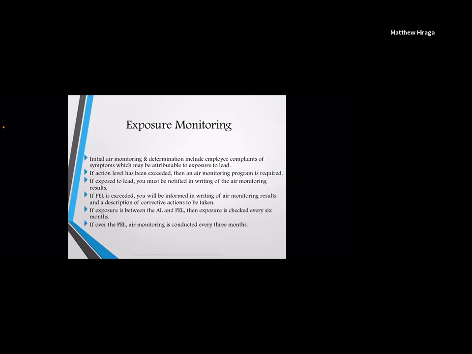If the exposure is between the action level of 30 and the permissible exposure level of 50, then the exposure is checked every 6 months. That means that if we do that activity, we need to go back and reevaluate it every 6 months to see if it's being made better or worse. And then if it's over the PEL, air monitoring is conducted every 3 months on that specific job task.